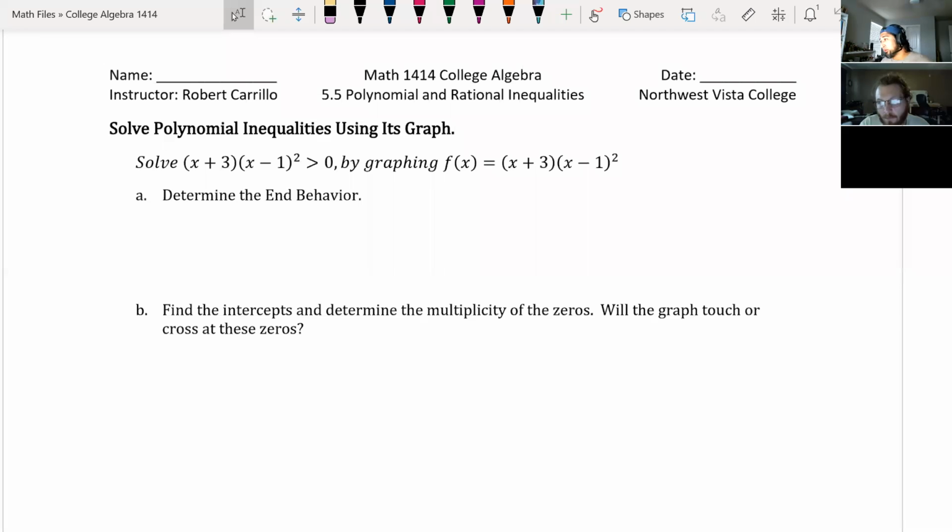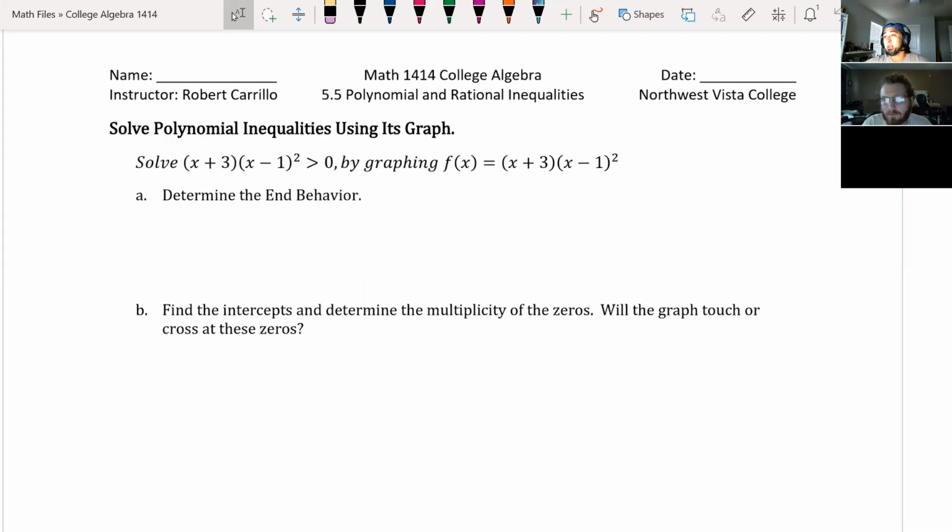And we have 5.5 today, polynomial and rational inequalities. So we've been graphing polynomials by their characteristics. We've been graphing rational functions by their characteristics. And now we're going to do the same, but we're going to answer one simple question. Where is the graph above or below the x-axis? So we're going to be getting inequalities that say greater than, less than, greater than or equal to, less than or equal to.